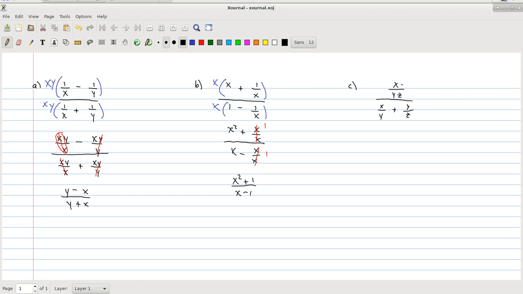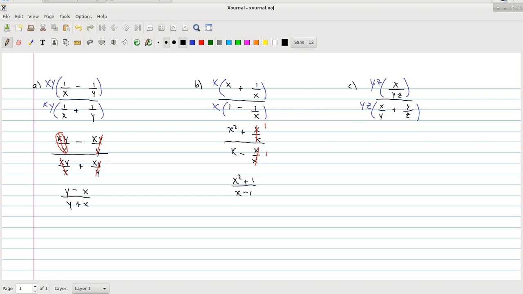Part C, x over yz divided by x over y plus y over z. We identify the common denominator first. I see we have a y, a z, a y, and a z. So it looks like yz will do it. So let's multiply numerator and denominator both by yz. As the problems get more complicated, it may be handy to reduce before we multiply things out.